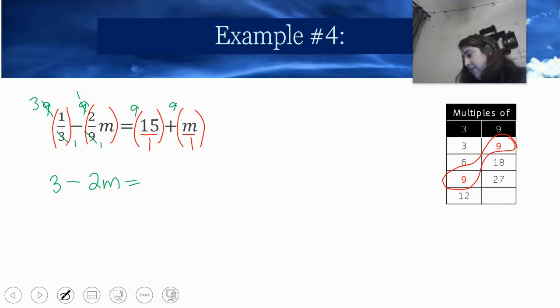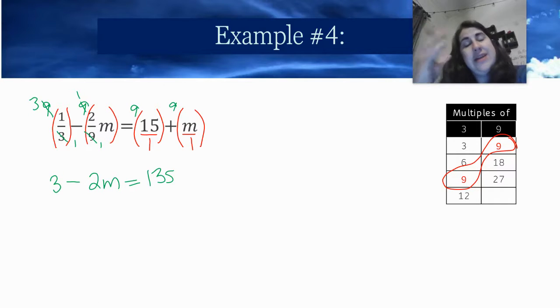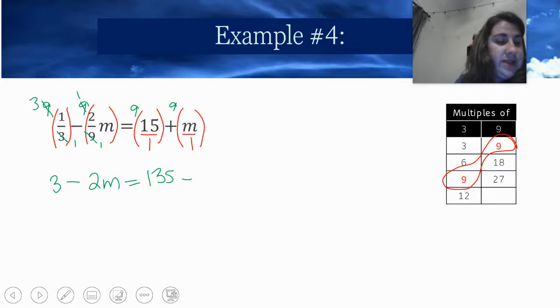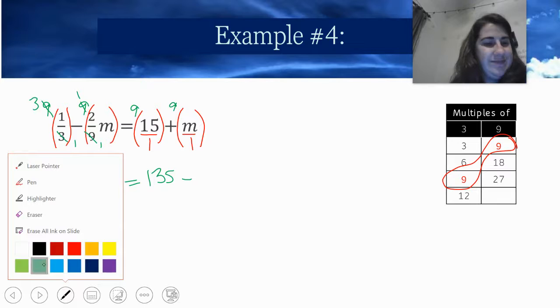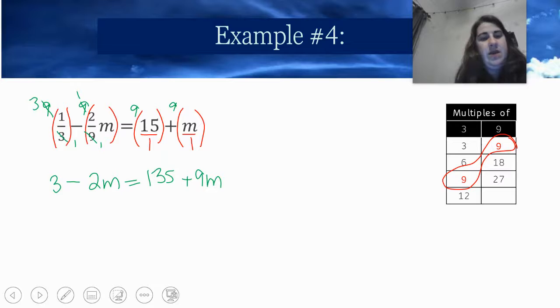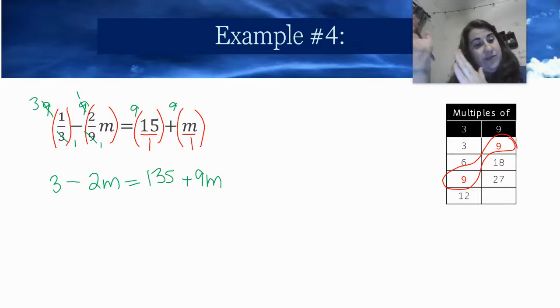9 times 15 is 135. 9 divided by 1 is 9 times n. M gives me, all right, there should be a plus, and it's frozen. There we go. Come on. Okay, gives me 9m. So now I can just move my stuff.